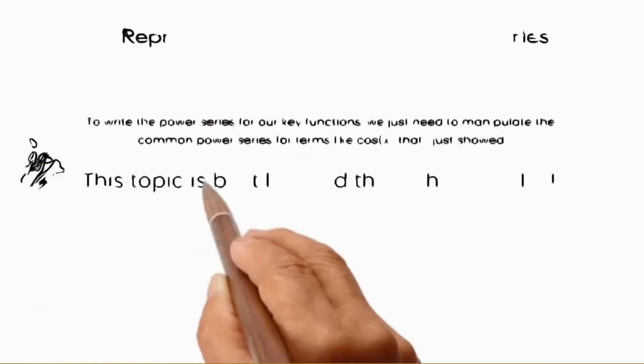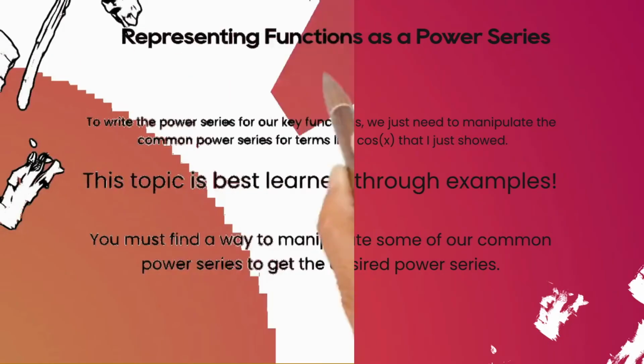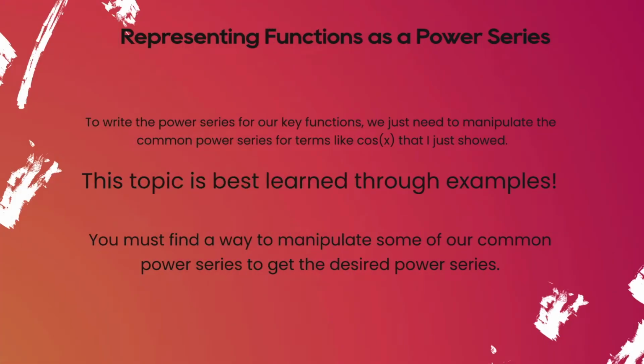Now, using what I just showed you, you're going to be representing functions as power series. So basically, you're going to be using these common functions to write actual representations. For example, if you want to write the Maclaurin series for sine of 2x, all you do is use the general Maclaurin series for sine of x and you simply plug in 2x into it. So this is all about manipulating our common power series to find the desired power series.